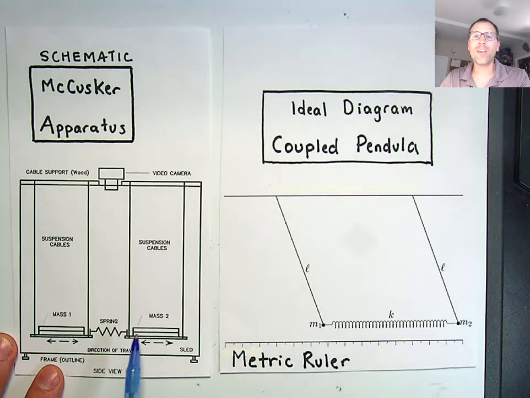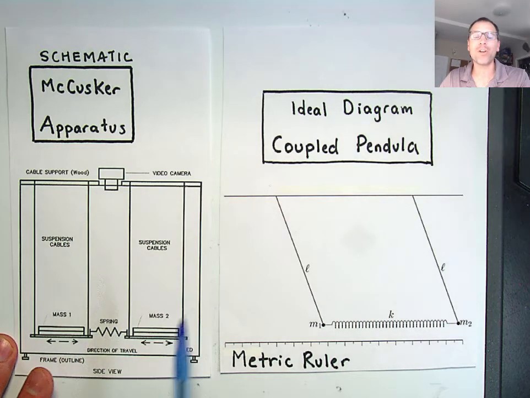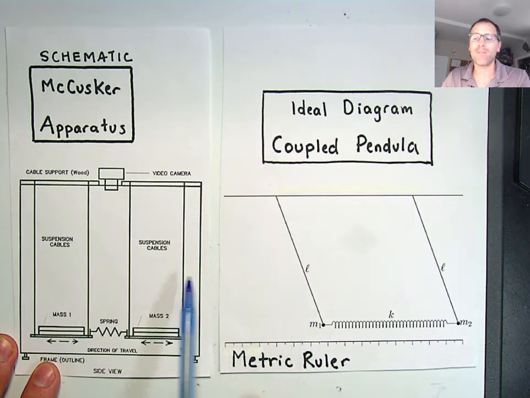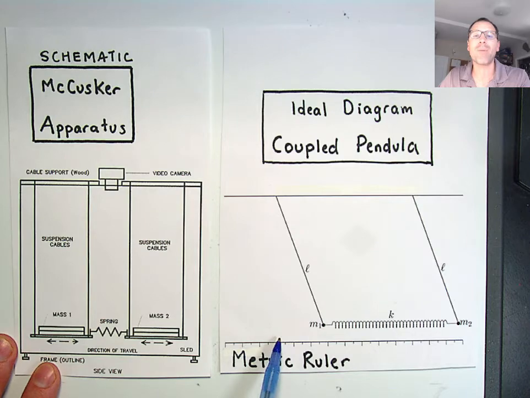One of the beautiful things about Mike McCusker's design is that he captured all of those specifications at a very low cost. I think he made his for something like 40 or 50 bucks. And we can capture the fundamental quantities needed for the mathematical modeling: the length of each rod, the spring constant of the spring, and each individual mass. And that's all we'll need in order to set up our entire mathematical model.